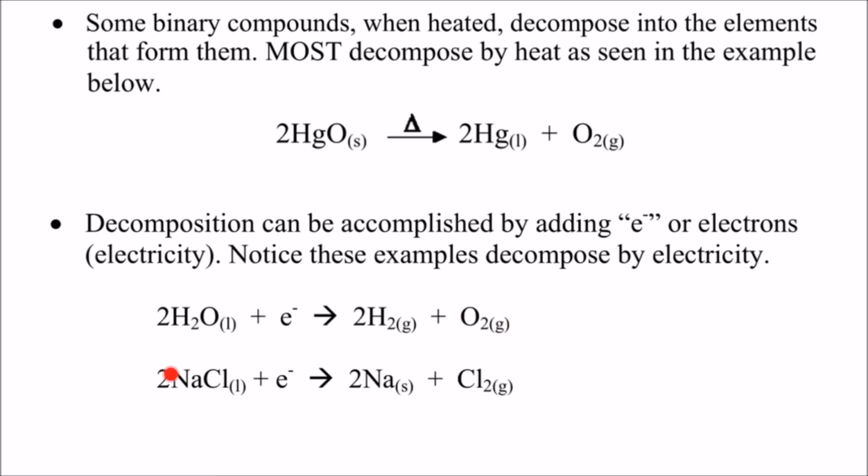Or here, we'll have sodium chloride. You can add electricity to it and get sodium the metal and chlorine the gas. Notice that this sodium chloride is liquid. That doesn't mean that it's dissolved in water. That means that they took actual salt and melted it so that it became molten salt. Here's what that would look like.